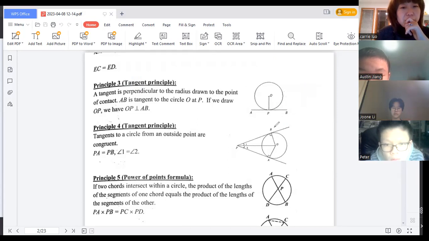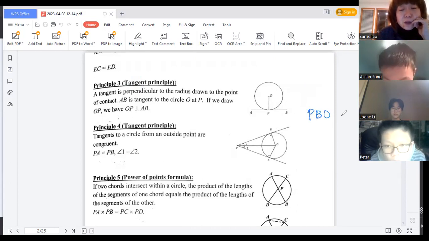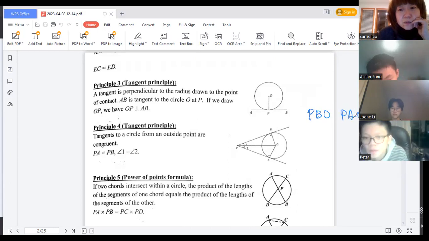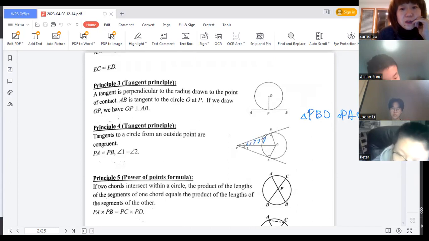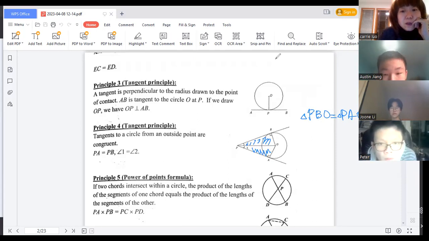Okay, so let's take a look at principle 4. So tangent principle is also another one: tangents to the circle from an outside point are congruent. Okay? AP, PB 和 AP 是相等的，角1和角2也是相等的。那我想问大家一下，PBO 和 PAO 是什么关系啊？三角形。What is the relationship between this triangle and this triangle? 相等。对的。They're totally equal to each other. They're not similar. They're equal to each other.